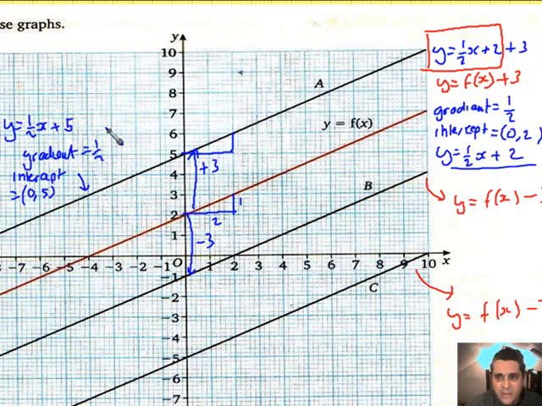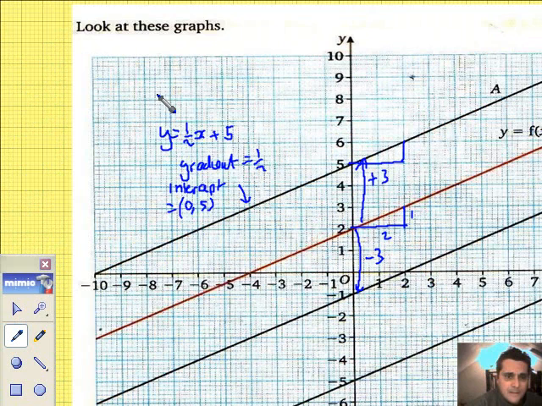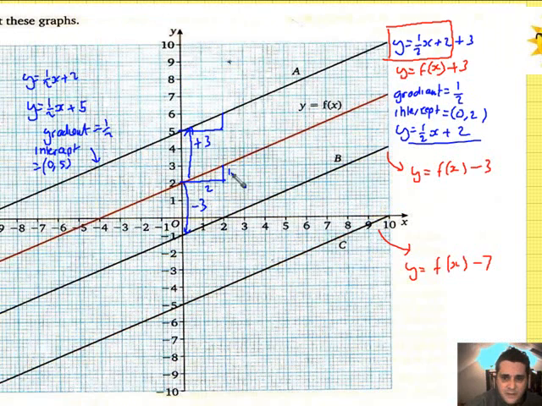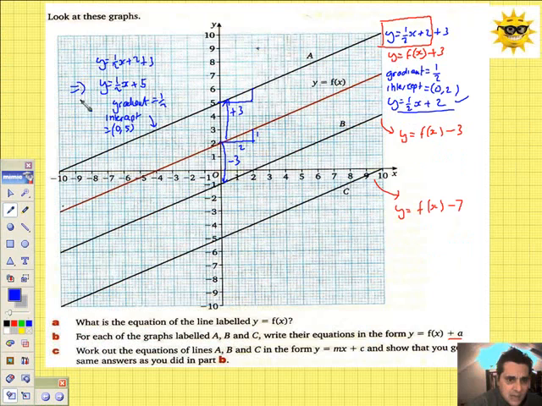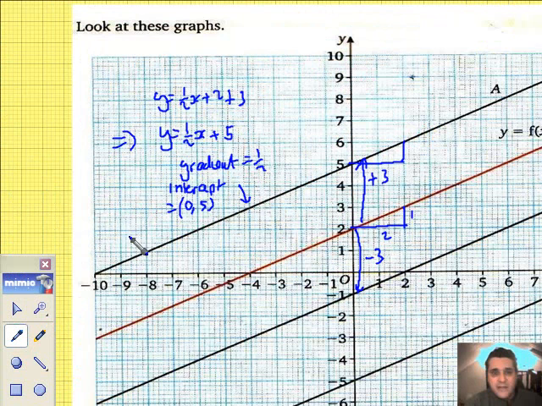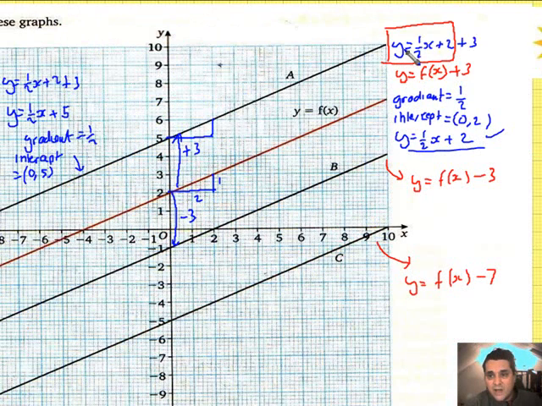How does it compare with the original transformation? y equals f of x plus 3, so y equals half x plus 2 plus 3. Let me explain that further. y equals the original function half x plus 2, that's the red line there, and then add on 3, and that becomes y equals half x plus 5. Therefore y equals half x plus 5 is exactly the same as y equals half x plus 2 plus 3 from before. Same thing, isn't it?